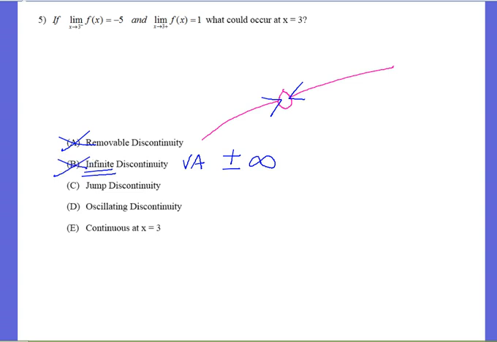A jump discontinuity. Well, you go to a value, you jump up and go to another value. Is that what's happening? Yes, it is. The values are different, but they're both values, so it's jump discontinuity. We know it can't be continuous because the left and right limits would have to be the same, and oscillating, remember that's that crazy one, we can't even pinpoint the value.